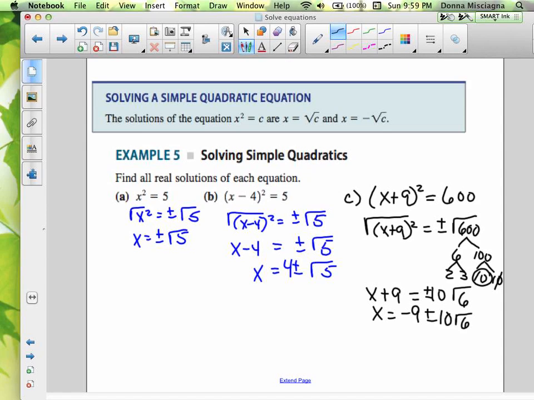Do not make that 1 square root of 6 and negative 19 square roots of 6. Those are not like terms. One is multiplied by the square root of 6 and one is not. So if you have something in a radical that can be simplified, then you need to simplify it.